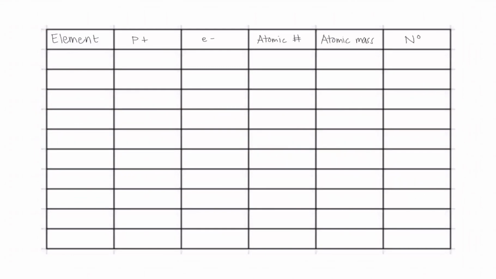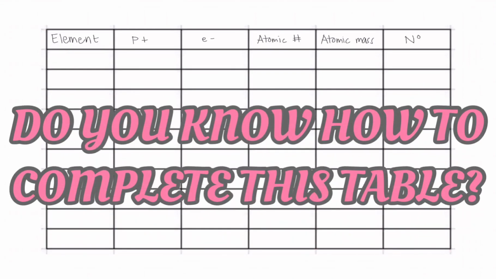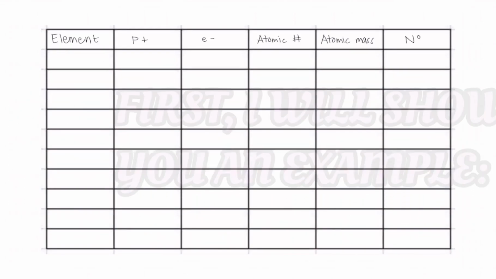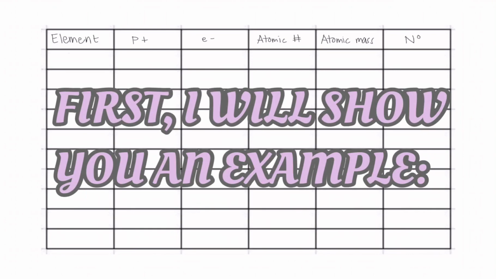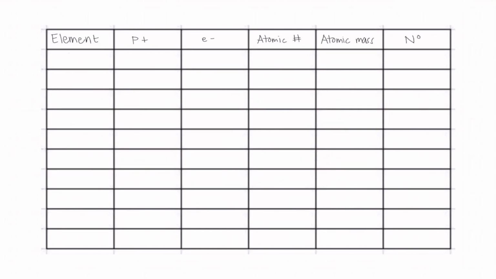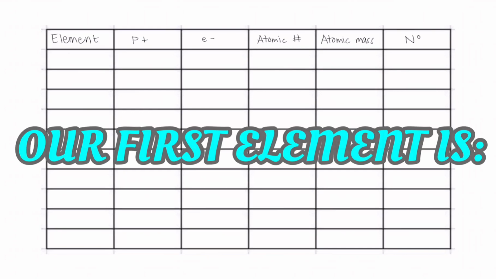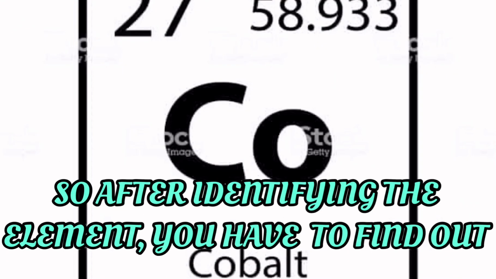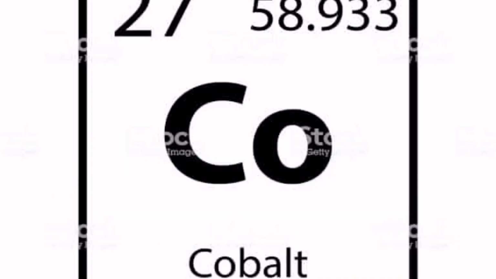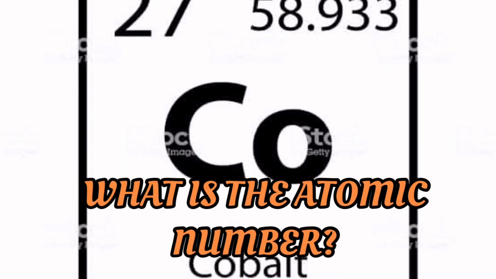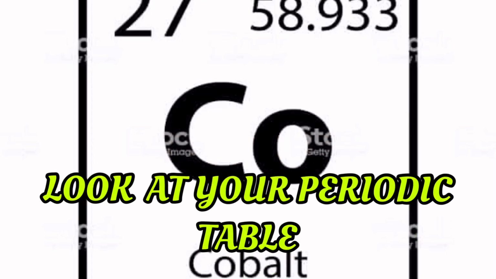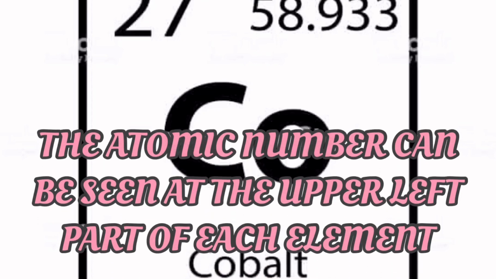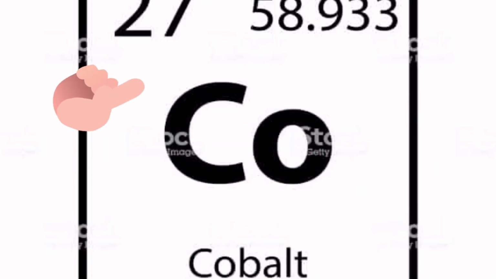And here's a fun fact. Do you know how to complete this table? First, I will show you an example. Our first element is cobalt. So after identifying the element, you have to find out what is the atomic number. Now look at your periodic table. The atomic number can be seen at the upper left part of each element.